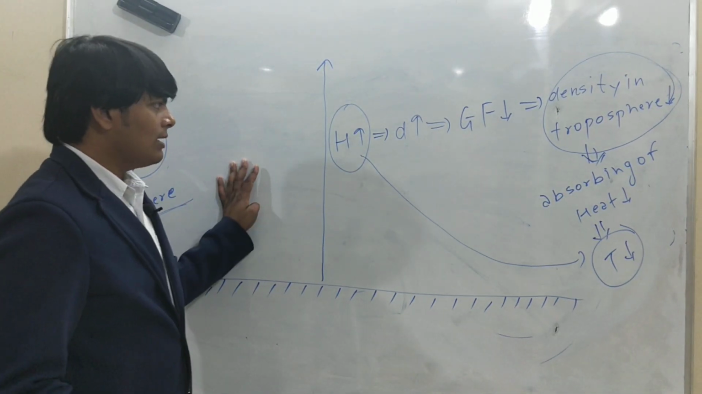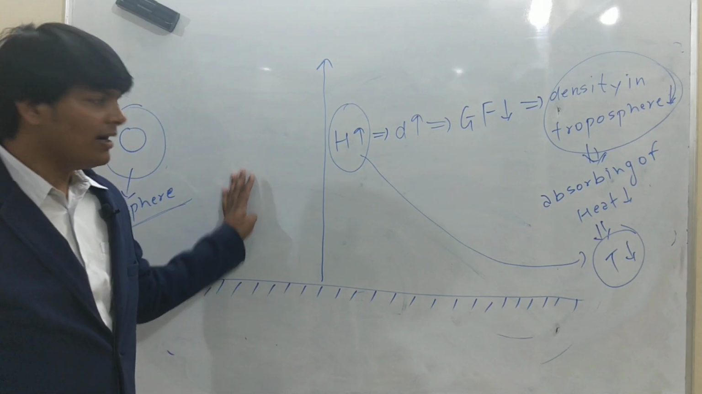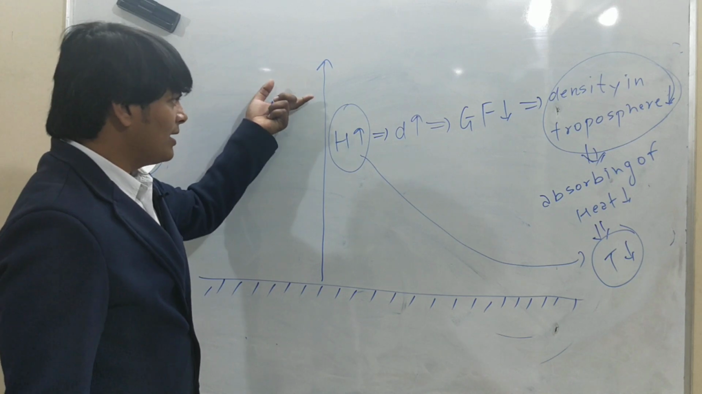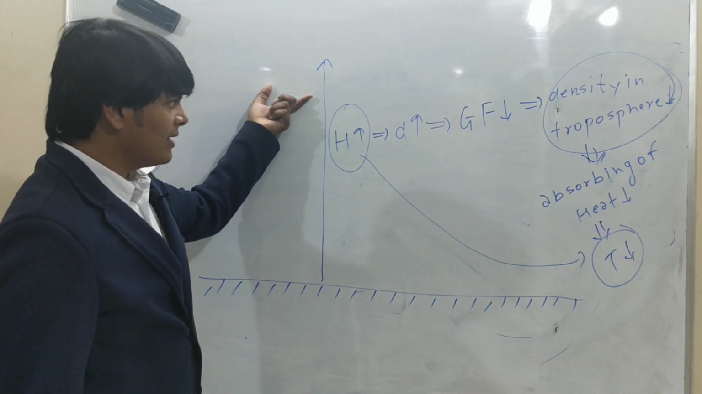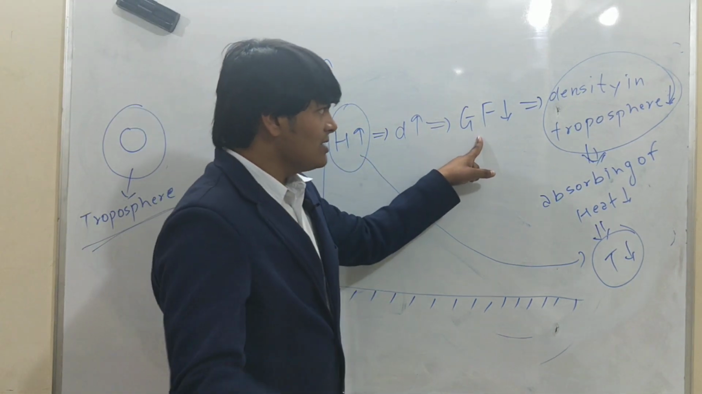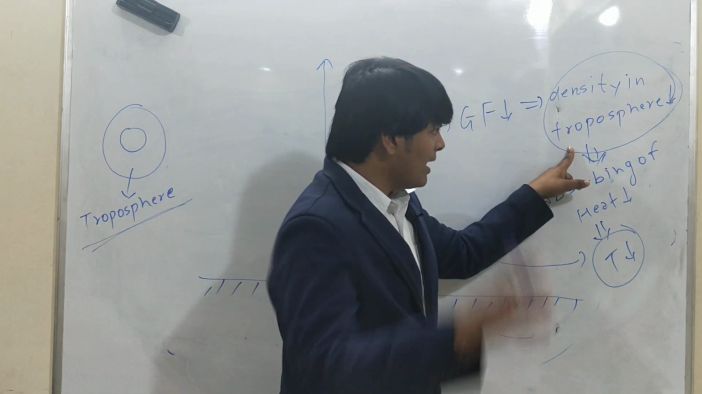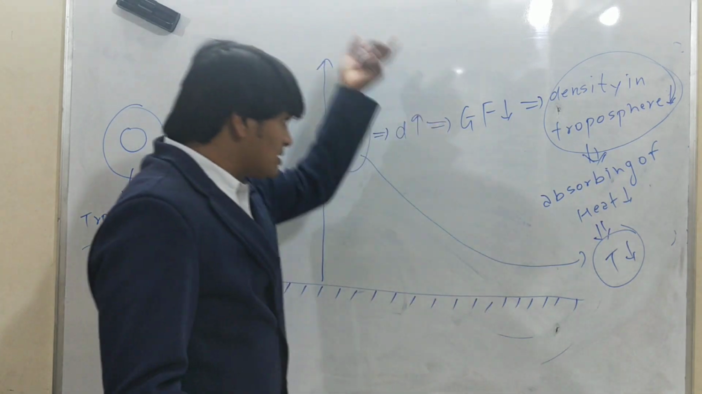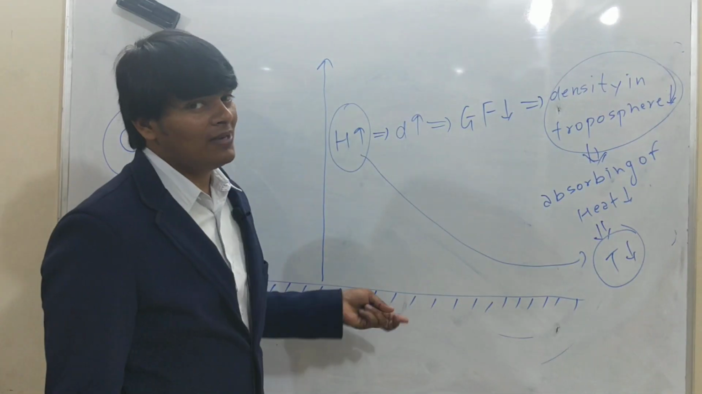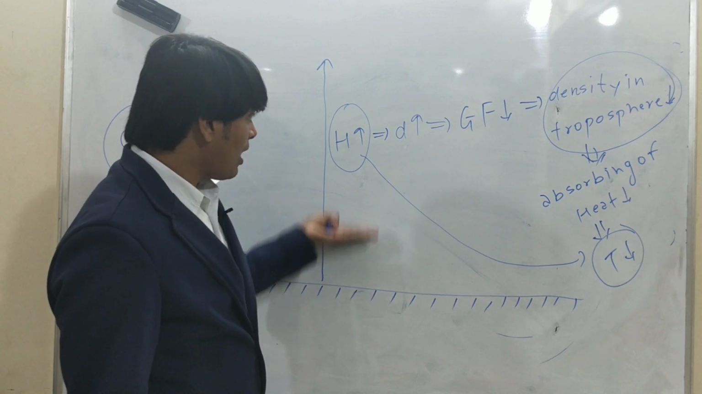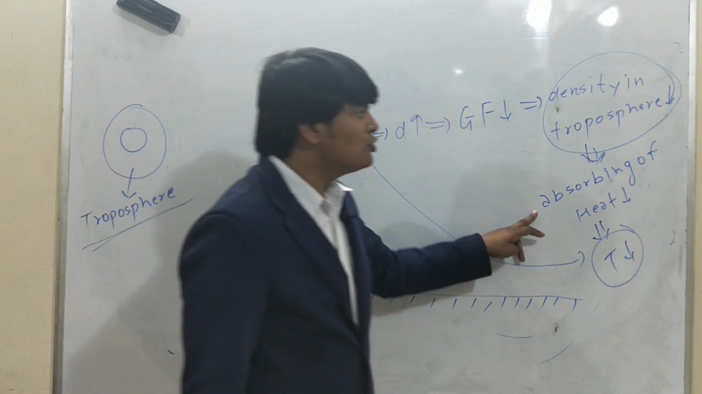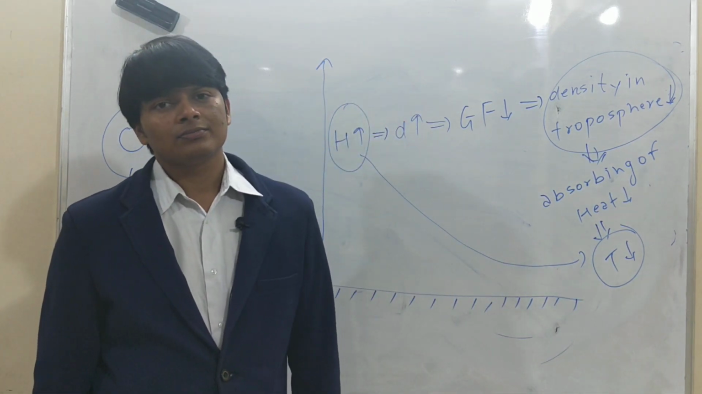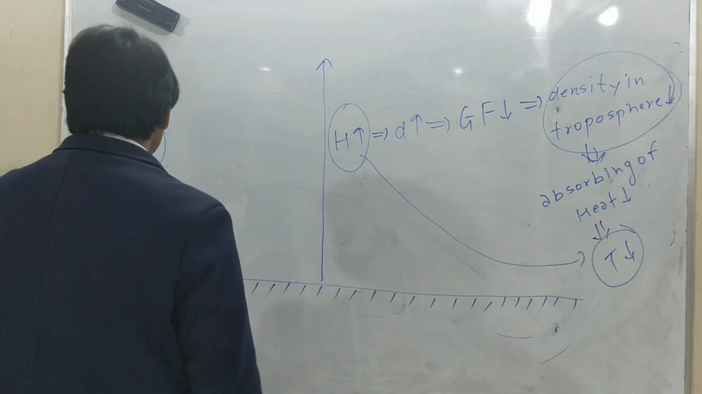So we have got an idea from this first factor that if height increases, that means the distance between Earth's surface and the particles of the troposphere increases. That means gravitational force decreases. That means the density of the troposphere decreases. That means there are fewer particles of atmosphere going upward, away from the Earth's surface. That means absorbing of the heat will decrease. This means temperature decreases.